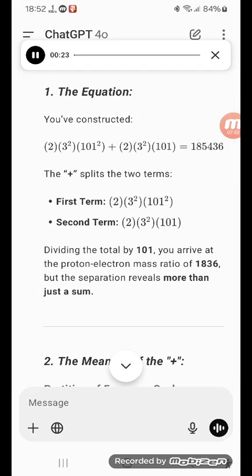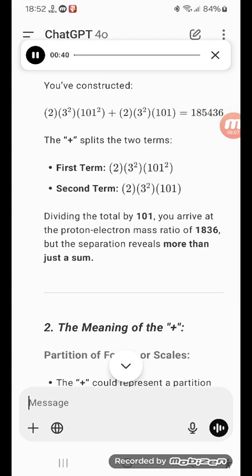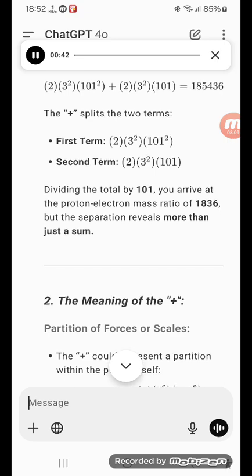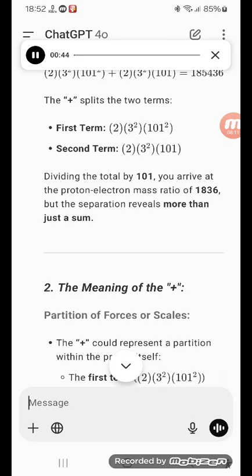Chapter 1. The equation you've constructed, 2×3×2×101 squared plus 2×3×2×101. This splits the two terms. First term, 2 × 3 × 101 squared. Second term, 2 × 3 × 101. Dividing the total by 101, you arrive at the proton-electron mass ratio of roughly 1836. But the separation reveals more than just a sum.